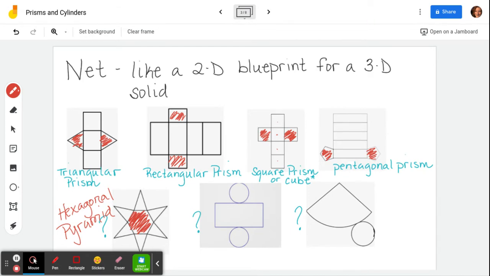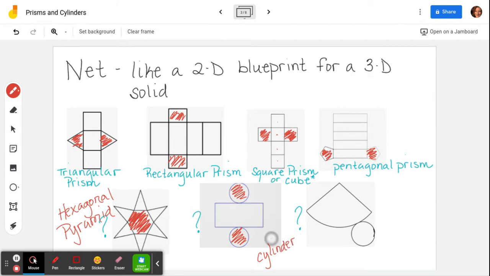So this next one is kind of like a prism, like a box, except my bases are circles. And then connecting those circles is a rectangle that wraps around the circumference of the circle. It makes a can, right? It makes a cylinder.